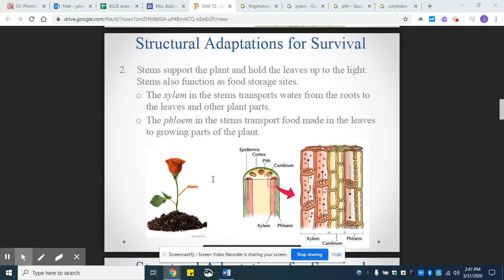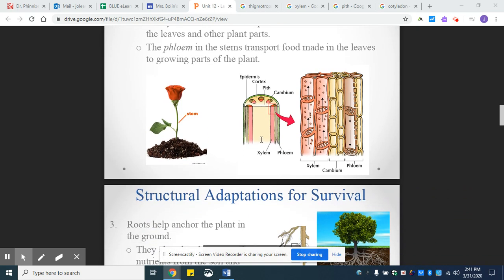And you'll see in the pictures you have the arrows there pointing at the stem. Inside the stem, the outer layer is the epidermis. The inside there is the cortex with the pith and the cambium, which look like little egg shapes. The xylem and the phloem are there, pictured to the right.